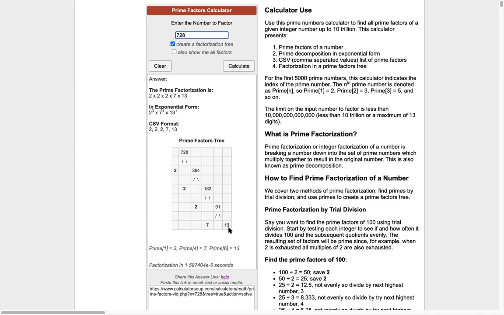Interestingly enough, 13 is a prime number. So you know you're done with your prime factorization because you can't divide 13 by any other numbers.